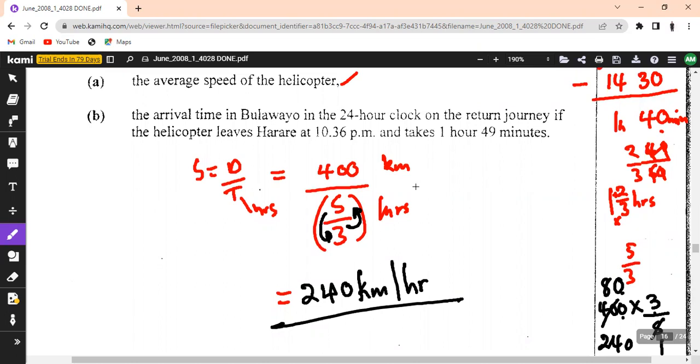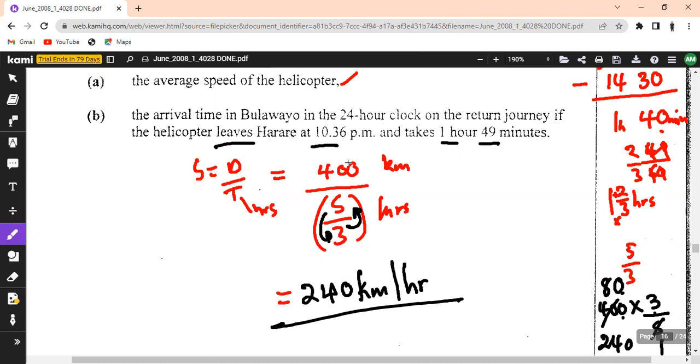Let's see the B, the arrival time in Bulawayo in 24-hour notation on the return of the journey. If the helicopter leaves Harare at 10:36 p.m. and takes 1 hour 49, so what is going to be the arrival time in Bulawayo? Okay, so what time is it going to arrive in Bulawayo if it leaves Harare at 10:36 p.m. and took 1 hour 49?